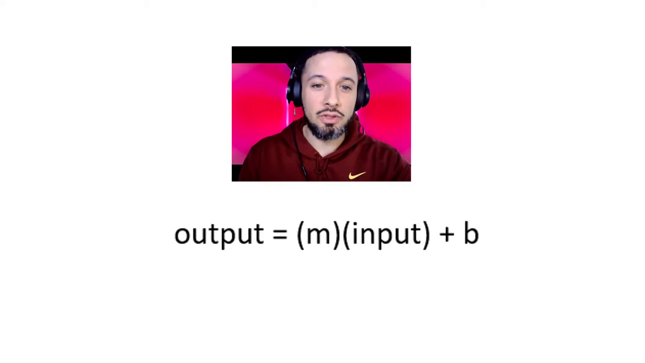We're going to learn how to write a function rule given a table of ordered pairs. And we're going to use this formula right here: output is equal to m times the input plus b. And don't worry if it looks confusing. By the end of this video, I'm going to show you how to use it.